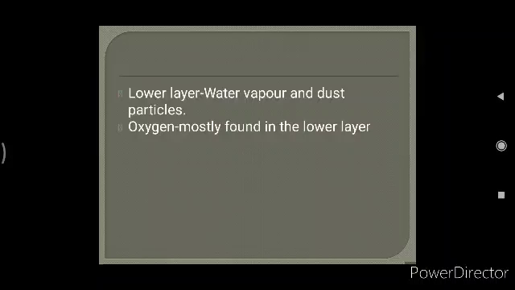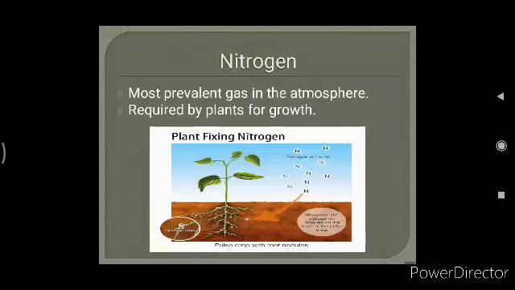We will be studying nitrogen, oxygen and carbon dioxide. We will be starting with nitrogen. Now you all must be wondering why nitrogen is the most important gas, why it constitutes 78%. We take oxygen, right? Then who takes nitrogen from the atmosphere? I guess you have already studied in science that nitrogen is required by plants for growth.